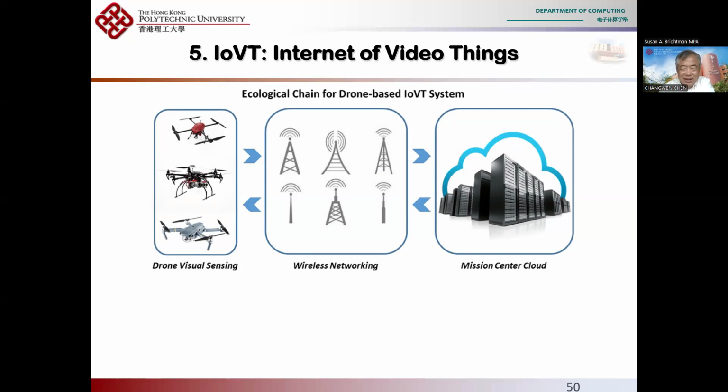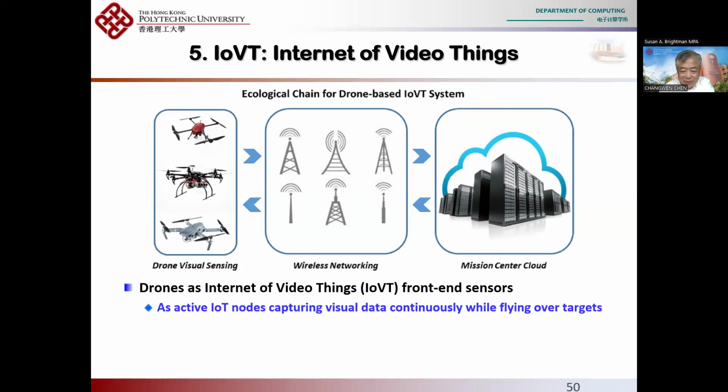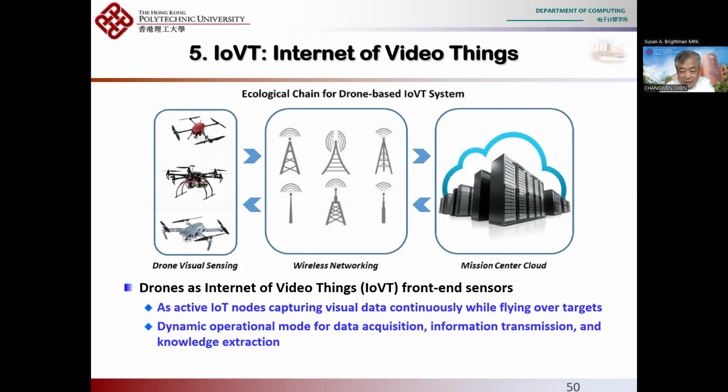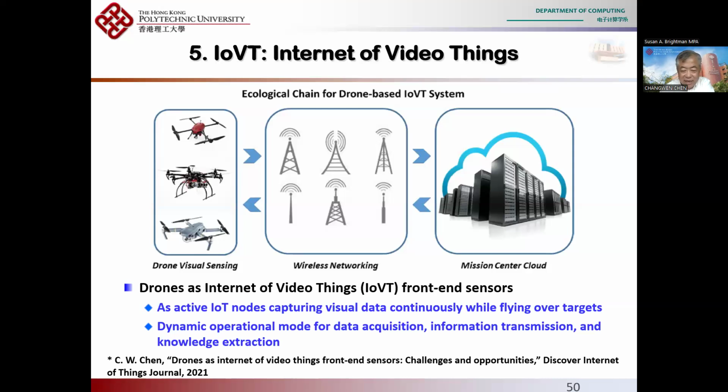In this case, I said, what if the IoT front end is actually a drone? So I wrote this smaller paper. In this case, it is an active IoT node, capturing visual data continuously while flying over targets, with a dynamic operation mode for data acquisition, information transmission, and knowledge extraction. Everything is dynamic in this case. It's flying. So, drone as an Internet of Video Things front end.